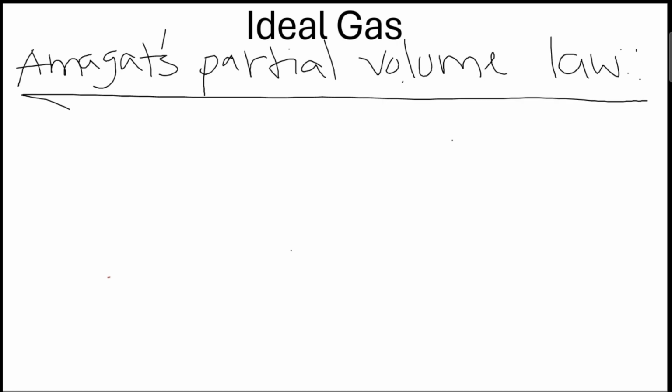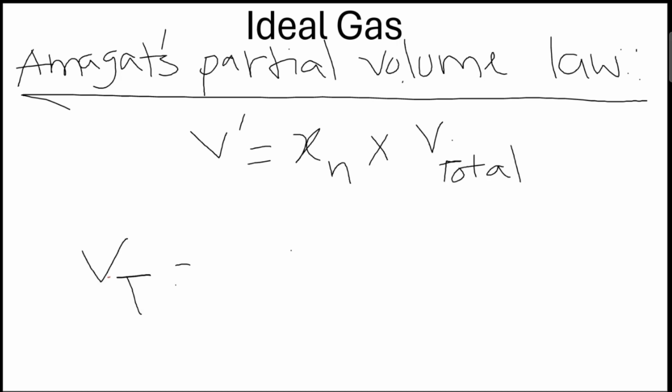We have a law with the help of which we can find the partial volume of an individual gas. It's very similar to the Dalton's partial pressure law. To find the partial volume of an individual gas, we have to multiply the total volume by the mole fraction. The total volume is equal to the sum of the individual volumes of the gases.